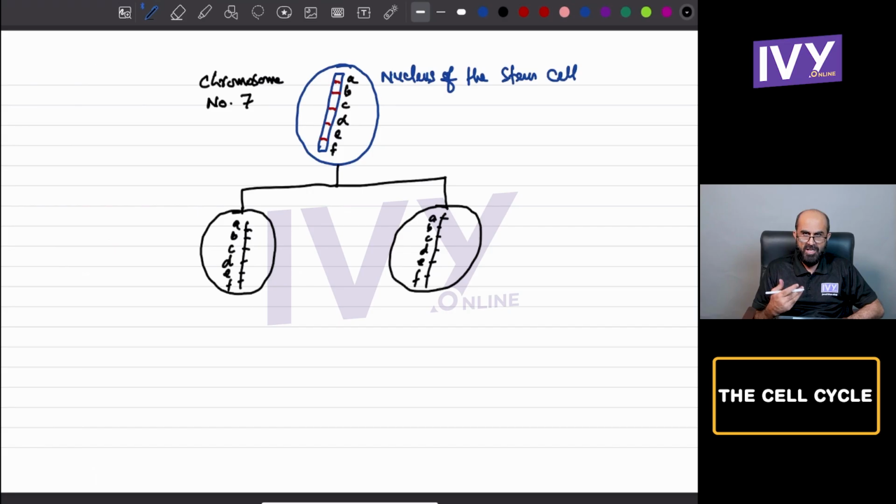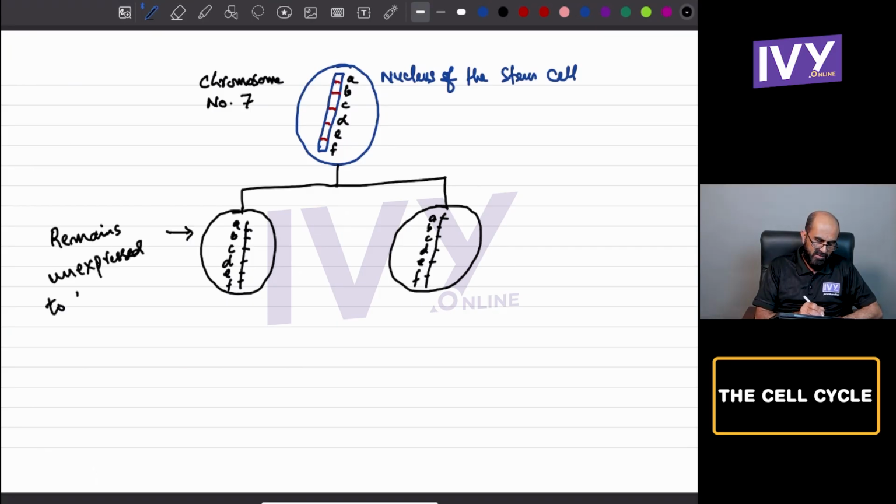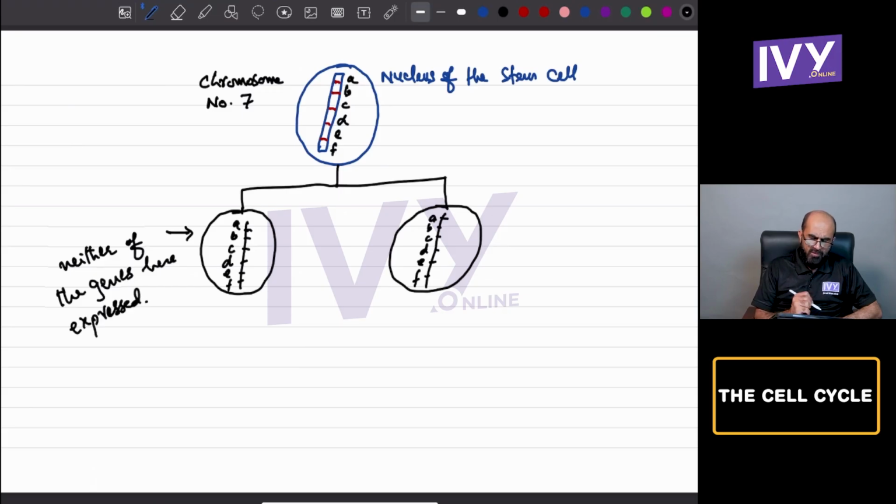Once a gene is expressed, it means it is transcribed and translated to produce a particular protein. Suppose that these cells remain unexpressed, and neither of the genes here is expressed. If none of the genes in daughter cell 1 has been expressed, it means the cell still has the potential to divide again in the next cycle. So it will divide again.